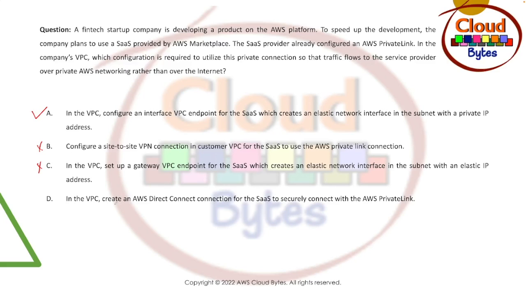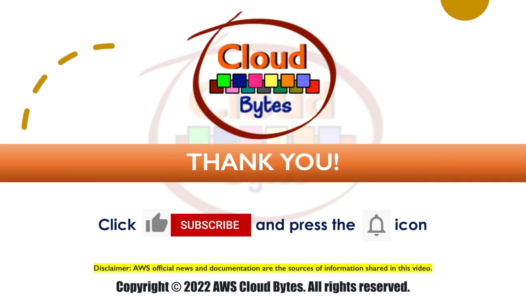In the VPC, create an AWS Direct Connect connection for the SaaS to securely connect with the AWS PrivateLink. If you know AWS Direct Connect, it is a private connection between an on-prem server and the VPC. Basically, in Direct Connect, you have your own connection with a Direct Connect location, and that Direct Connect location has connectivity to AWS. But we are going to a marketplace service, and this is not the requirement here. So A is the answer here, because an interface VPC endpoint is essential to establish a secure connection for a private link. This is the end of the episode.